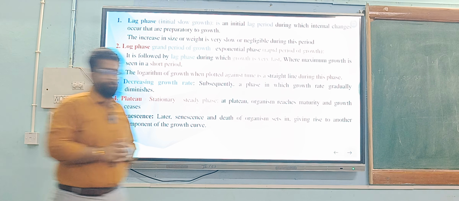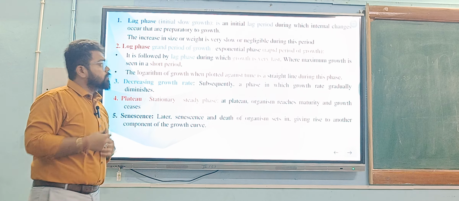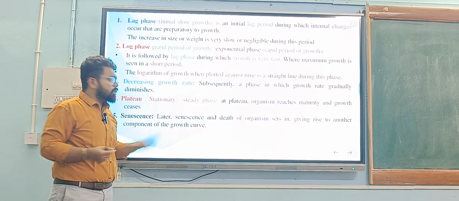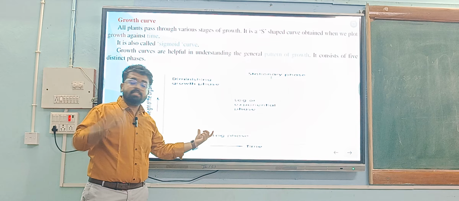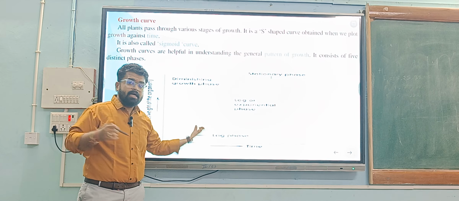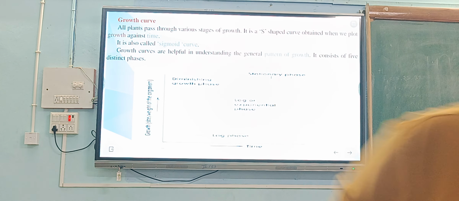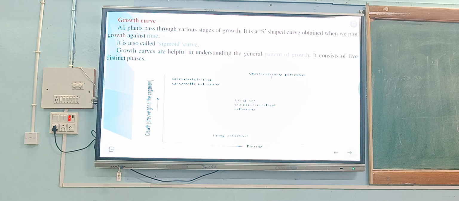The lag phase is an initial slow growth during which internal changes occur that are preparatory to growth. The changes taking place in the plant during the lag phase mainly help the growth of the plant. The lag phase plays a very important role in the growth of a plant.